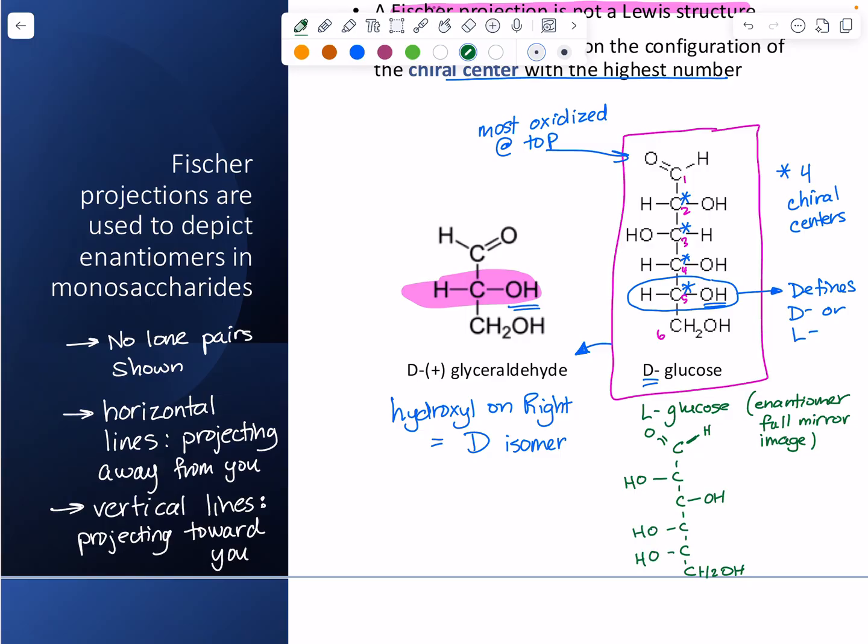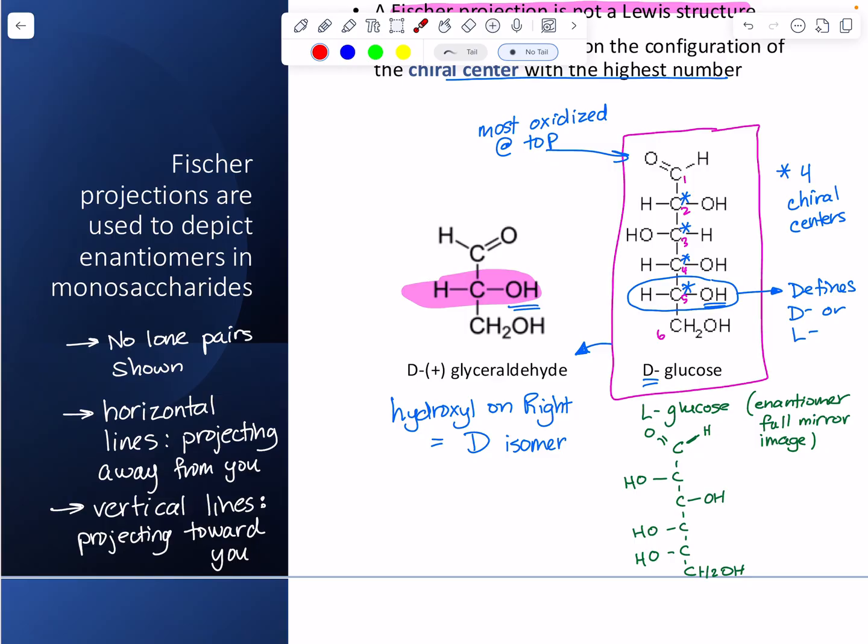I'm not going to draw the hydrogens in here. You can just add those in your mind. So I can still tell that this is an L isomer just by the position of the highest numbered chiral carbon, because the hydroxyl is on the left, right? So this is L-glucose, the full mirror image of D-glucose.